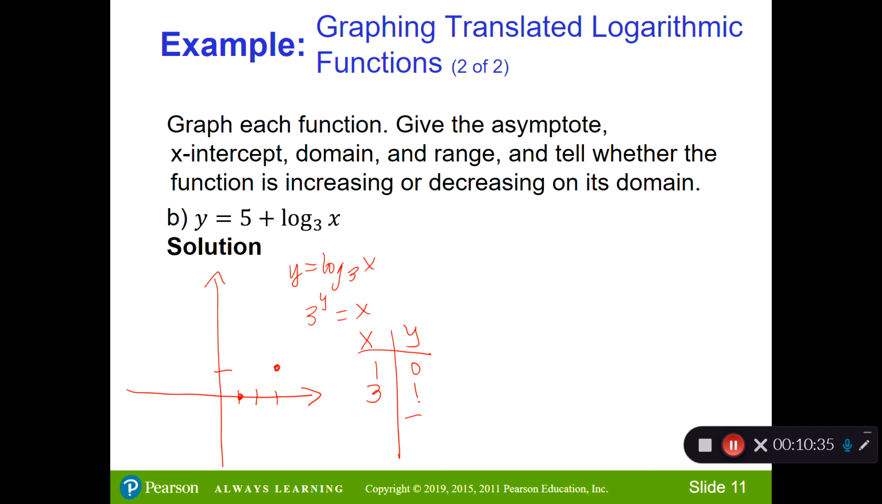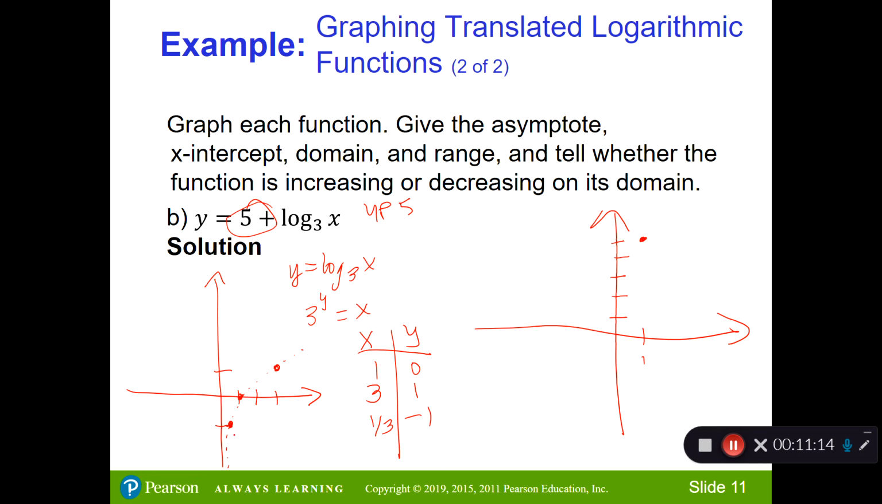And pick negative 1 for y. 3 to the negative 1 is 1/3. So at 1/3, we're at negative 1 on the y. So again, this graph looks something like this. Now, what does this plus 5 do to it? That's up 5 units. So I'm going to move all of those points up 5 units. So this 0 here moves up 5. 1, 2, 3, 4, 5. And now we have a point right there at 1.